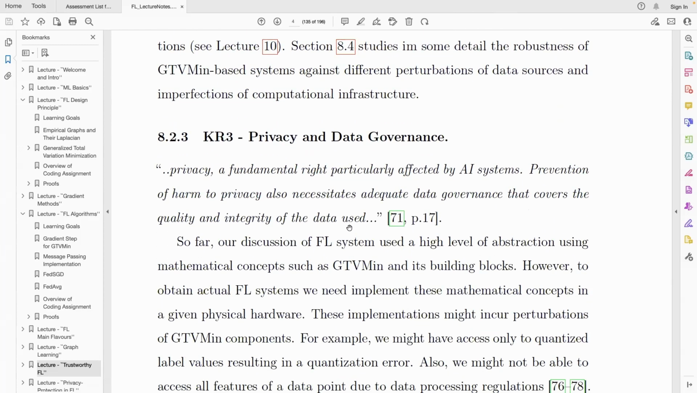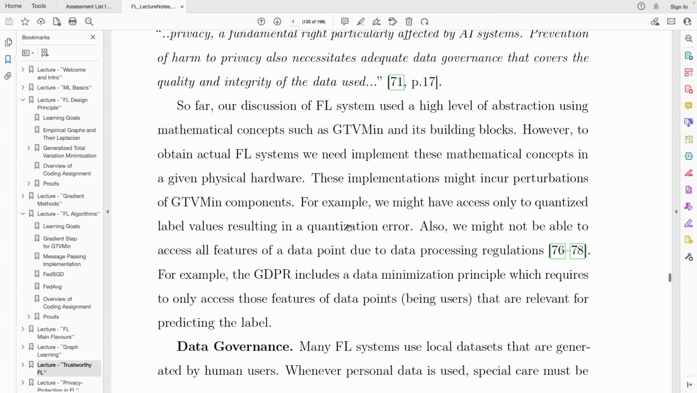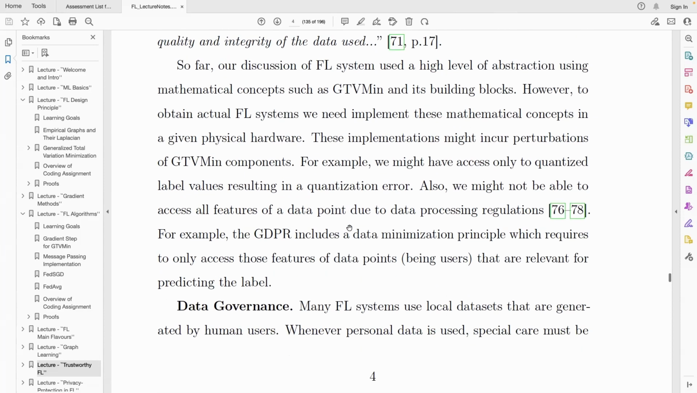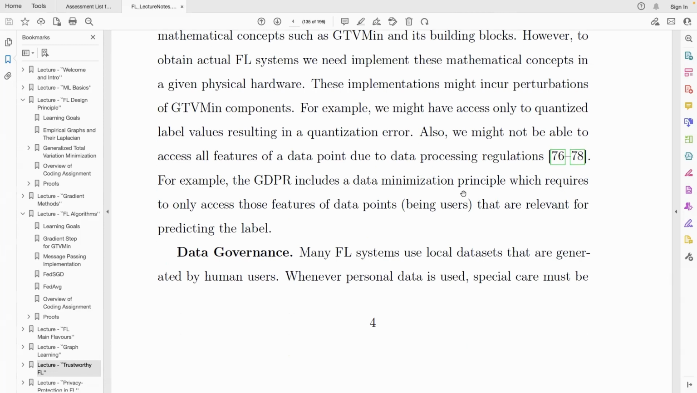Next key requirement, privacy and data governance. So this is related to a comment before that it's easy to write down a feature matrix on my paper and to analyze a federated learning algorithm using some characteristics of a feature matrix or feature vectors. But how can you be sure that the feature vector that you really read in your computer is actually the feature vector you are thinking it is? So this is related to data integrity.